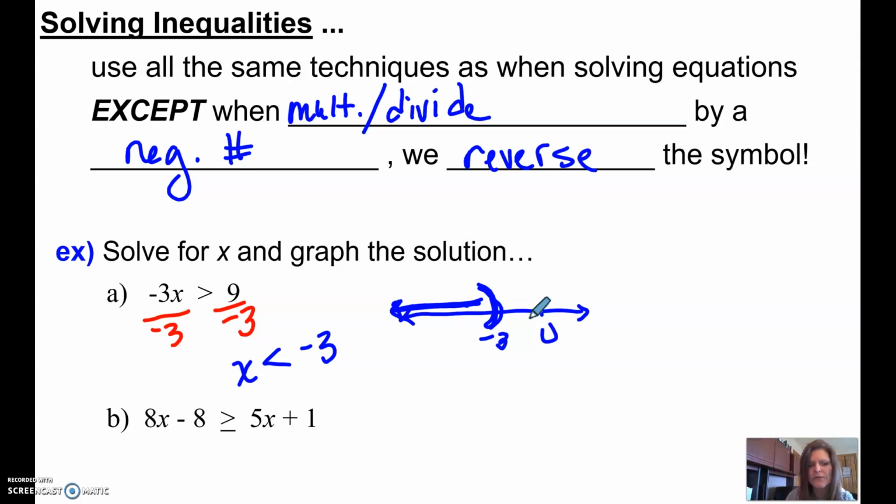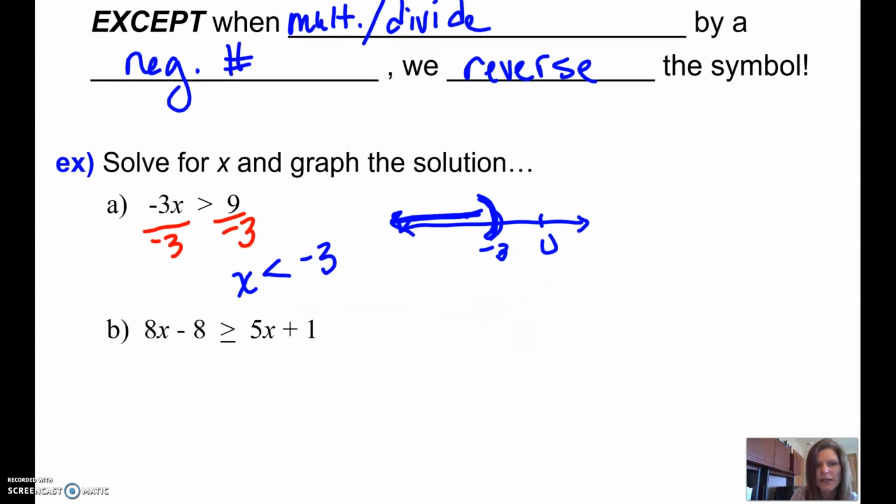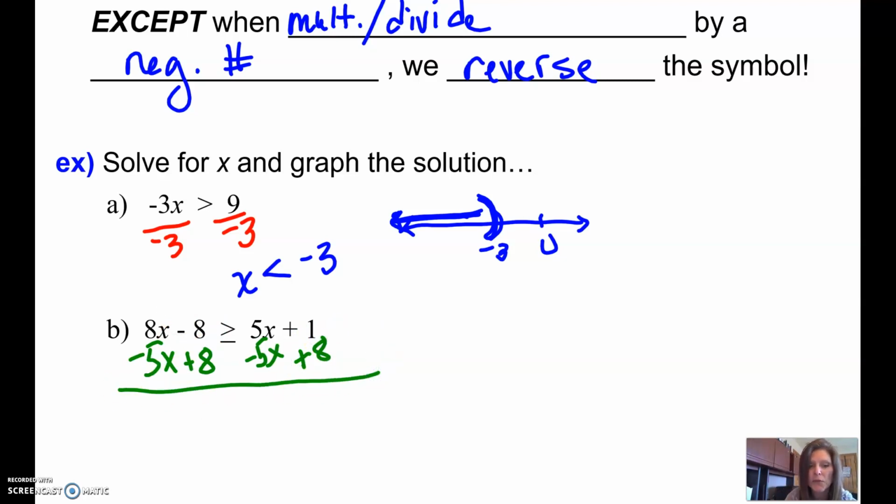Let's take a look at another one that involves a little bit more algebra. So on this next one, I've got x's and numbers on both sides. My general rule is let's get x's to one side, numbers to the other by adding or subtracting. So in this case, I've got 8x on the left. I'm going to go ahead and subtract the 5x on the right so that I keep my x term positive. Then if I'm bringing all the x's to the left side, I want to move this 8. So instead of subtract, I'm going to do the opposite and add it to both sides.